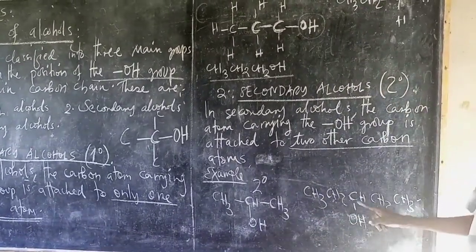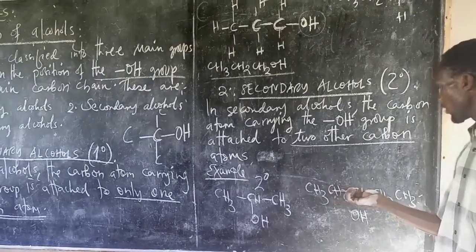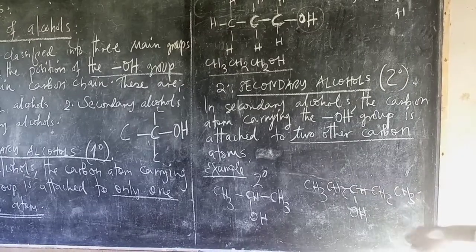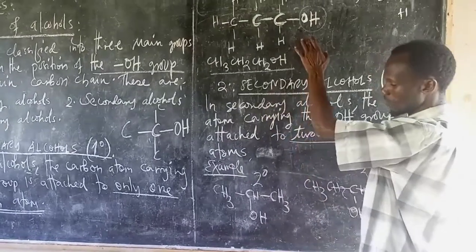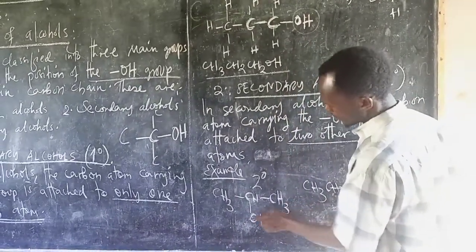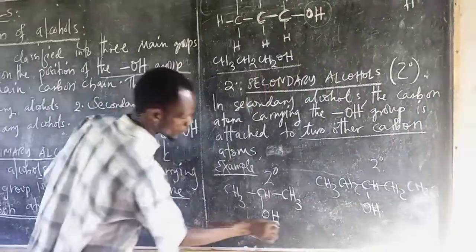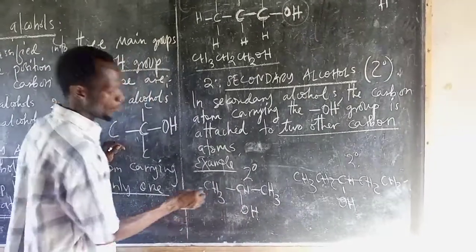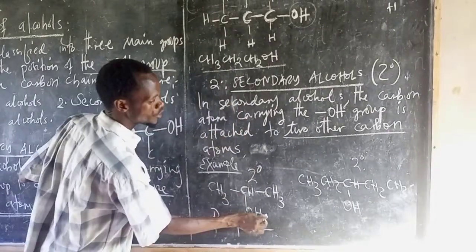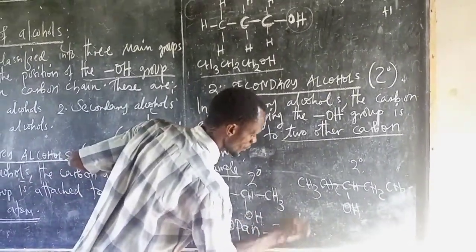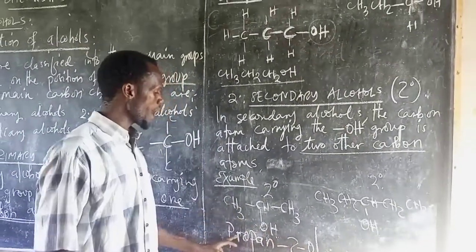And you may see here also, this is the carbon atom that is carrying the OH group, and it is attached to two other carbon atoms, so that is also a secondary alcohol. And the naming of this one is far different from this one. This is propan-2-ol, meaning the position of the alcohol is on the second carbon. We say propan, then to show the position of the alcohol we write 2, then we finish with ol as the suffix. This is propan-2-ol.